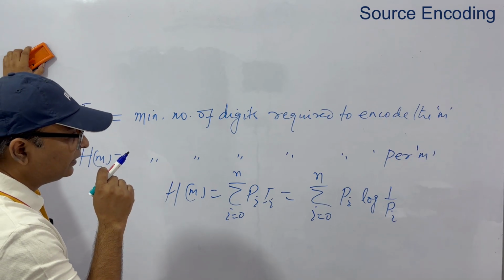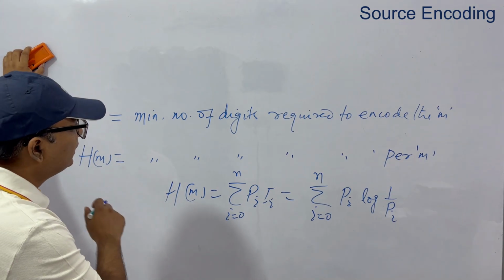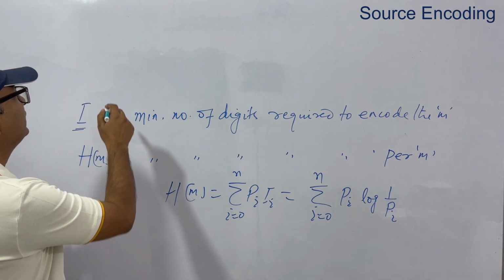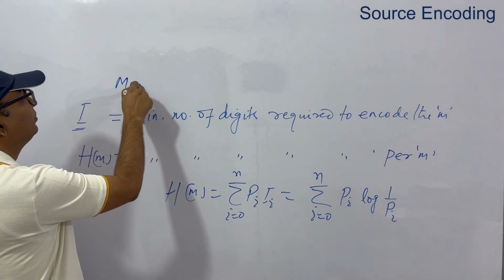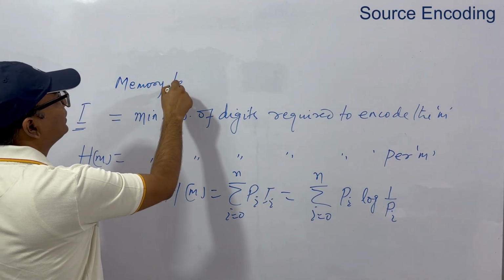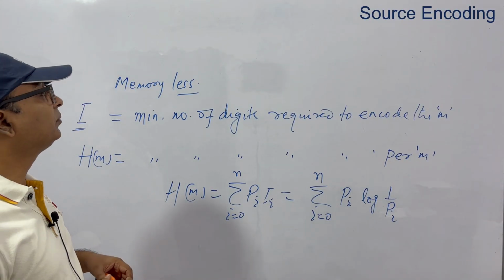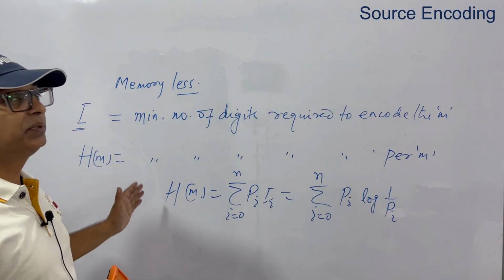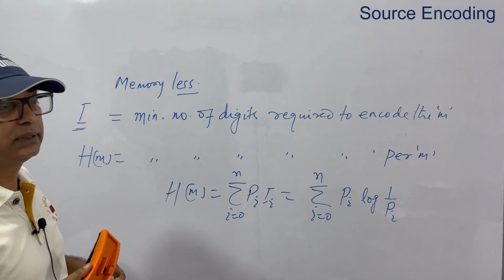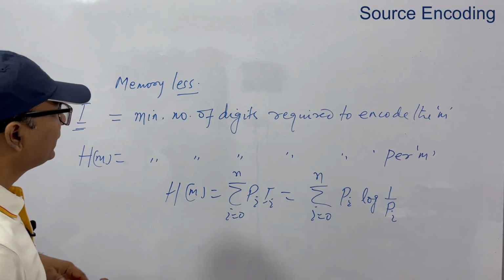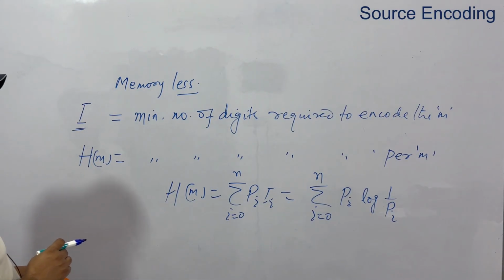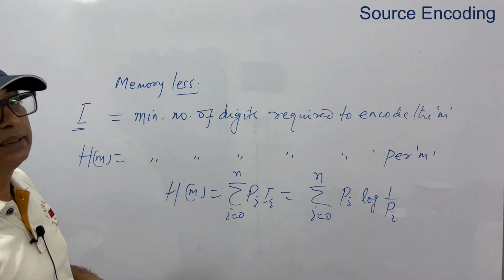What we discussed that day was that this is possible for a memoryless source. That is, the messages are not dependent on each other. Each message is independent of other messages. We have learned this. Now let's see if the source is not memoryless, then what?